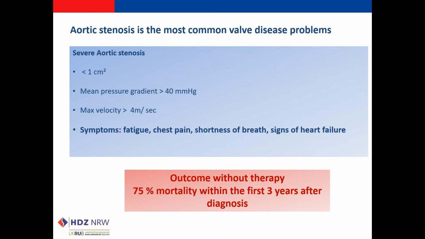Aortic stenosis has a high prevalence in elderly patients over 70 years. Severe stenosis is defined as an open area below 1 square centimeter, more than 4 meters per second velocity, and a gradient over 40. The symptoms vary from asymptomatic to short breath, syncope, or signs of heart failure. It is important to know that without treatment, the mortality is high. 75% die within 3 years after the first symptoms.